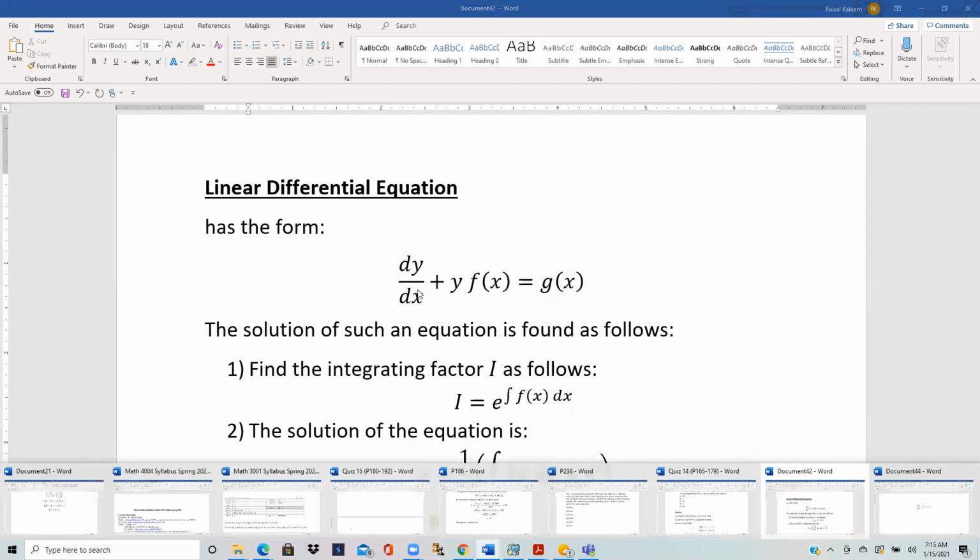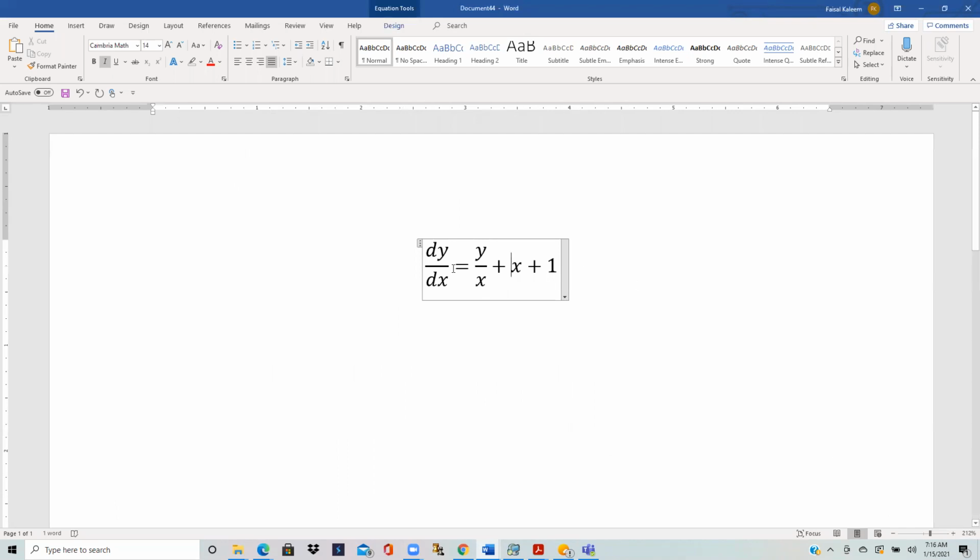The form is dy over dx plus y times a function of x equals another function of x. So the first equation given to us in the software was this one: dy over dx equals y over x plus 1. So remember, the form is dy over dx plus y times a function of x. So it doesn't look linear, but it can be made into a linear one if we bring this quantity over on the left. So let's do that.